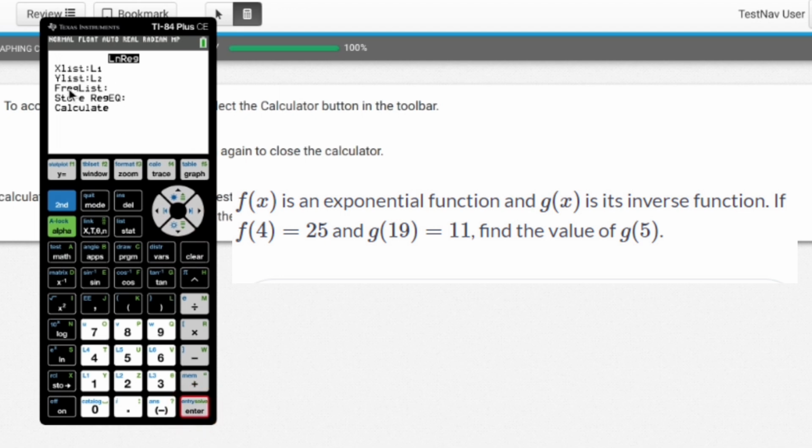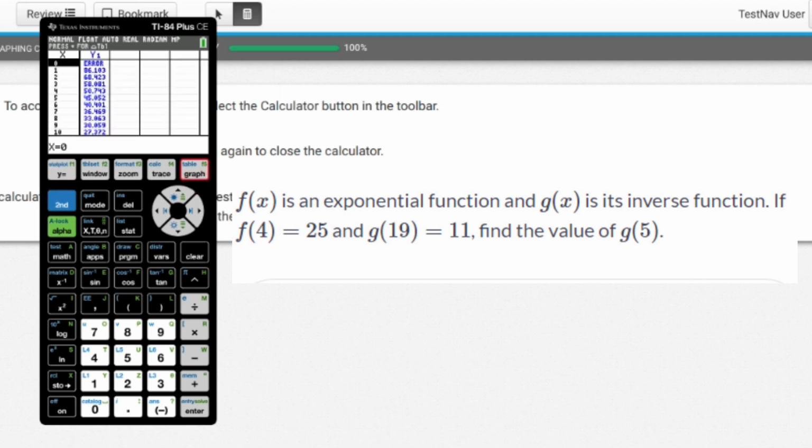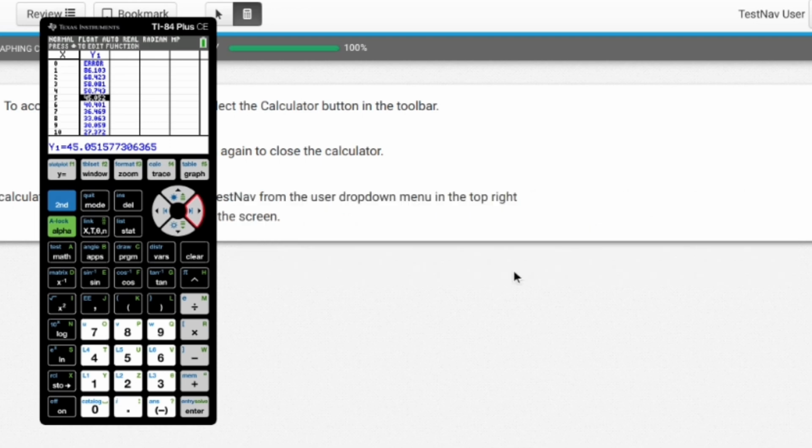Now I'm going to use this equation. So I'm going to go to store regression equation, hit vars, go right to y vars, and go to function and y sub 1. Now when I hit calculate, I'm going to be like, gross, I don't want to write that out. Perfect, I don't have to, because I have it right there. Boom. Gross. And if I go to table, I care about what happens when g is 5. So where's g(5)? Right there. And what do you get? 45.0515773.